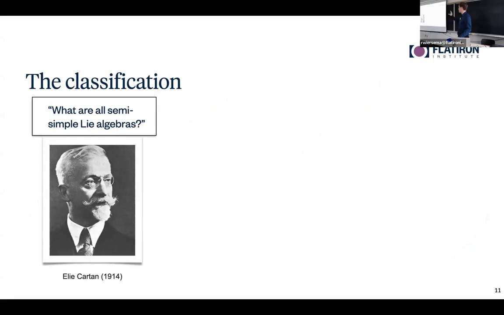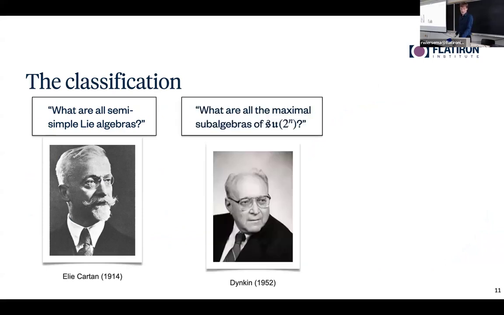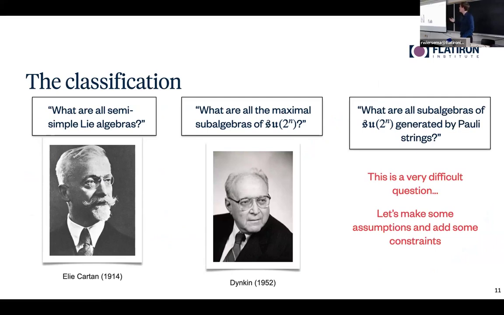And there have been, as I said, other classifications like this. This one is by Cartan from a long time ago, very, very beautiful math. Then Dynkin also had a classification in the 50s about maximal subalgebras of SU(2^n). And when I went to the math professors with this question, it was like, this is not something you're going to answer in a short project. It's an extremely complicated, deep mathematical question. So we should put some constraints on this problem, make some assumptions, and then maybe solve a more tractable version of it.